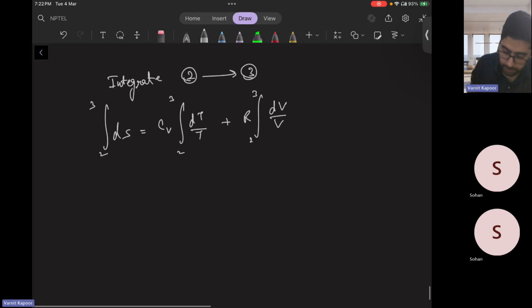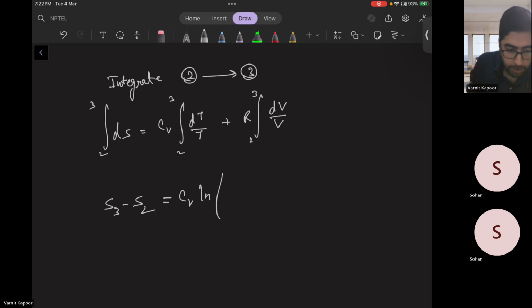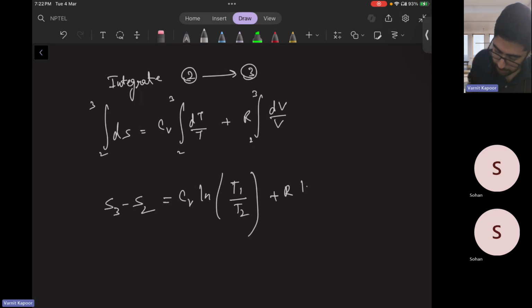So it can be written as S3 minus S2 is equal to Cv ln T3 by T2. But we know that T3 and T1 are equal because it said in the question it is brought back to the initial temperature. From going from 2 to 3 process, the temperature is brought to the initial temperature. So we can write T3 as T1, plus R ln V3 by V2, since it's given that T1 is equal to T3.